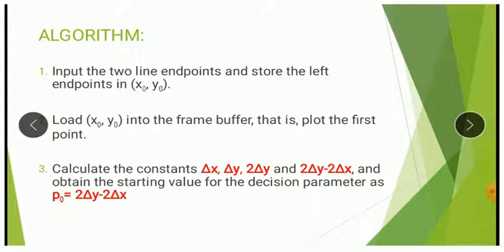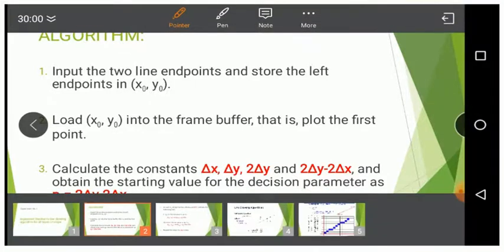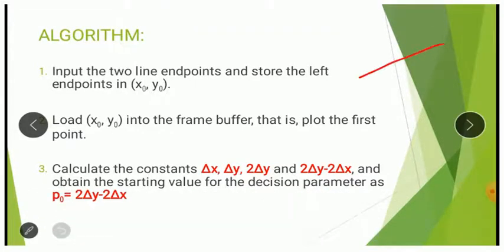Now the second step is to load that x0 comma y0, which is the left endpoint, into the frame buffer, right? That is to plot the first point. So if there is a line, let's say this is a line, the leftmost point, that is this point, is x0 comma y0, and we are going to load that point into the frame buffer as our first point, and this will be our point, let's say x1 comma y1.